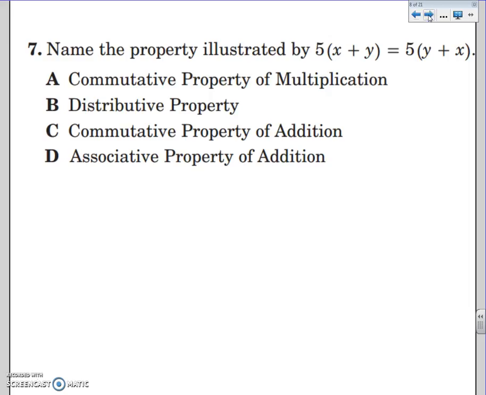Name that property. Okay, what happened? I noticed that x and y switch places to y plus x. That would be the commutative. They moved. And there's two commutative properties, but they were moved by addition. It was x plus y turns to y plus x. So addition is the key word here. So the answer is C.